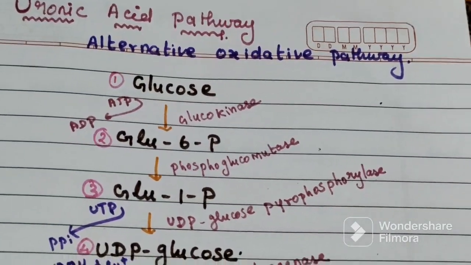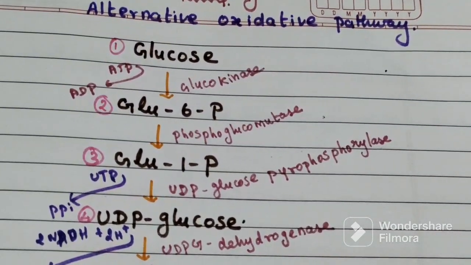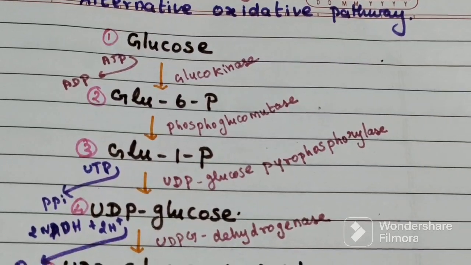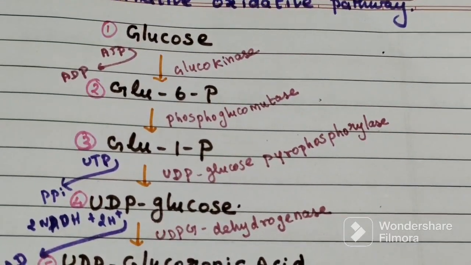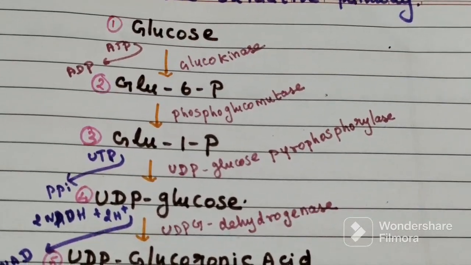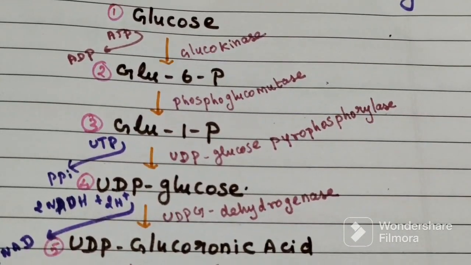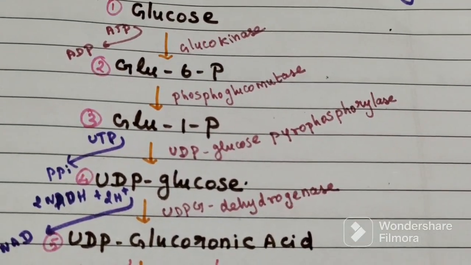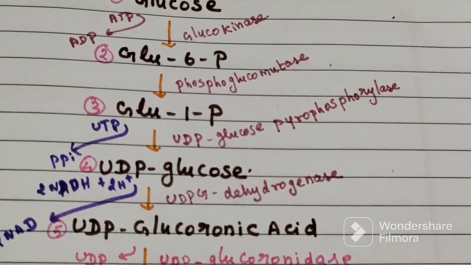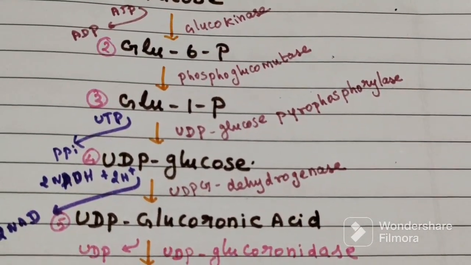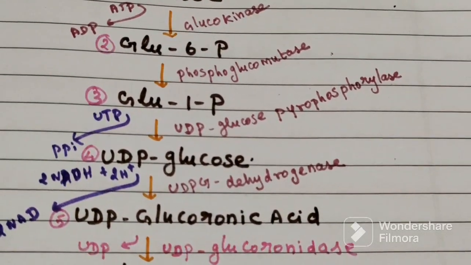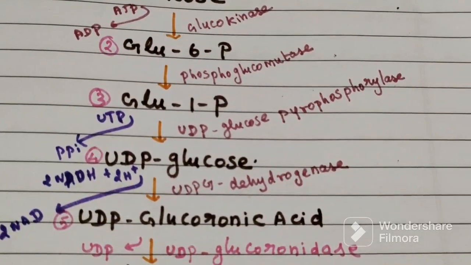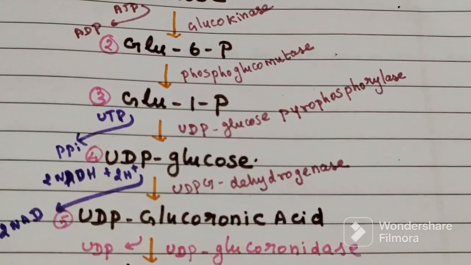phosphoglucomutase enzyme. Then this glucose 1-phosphate is converted into UDP glucose by UTP glucose pyrophosphorylase enzyme. Lastly, UDP glucose is converted into UDP glucuronic acid by UDPG dehydrogenase enzyme, which is an NAD dependent enzyme.